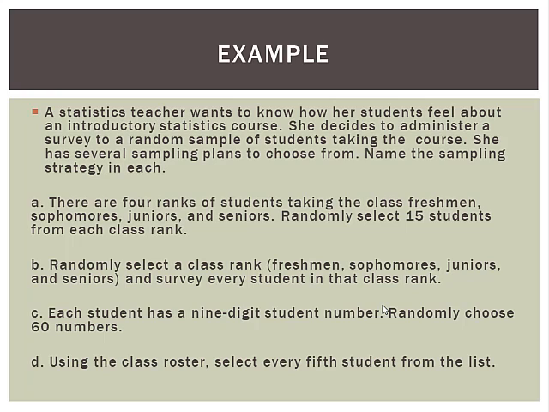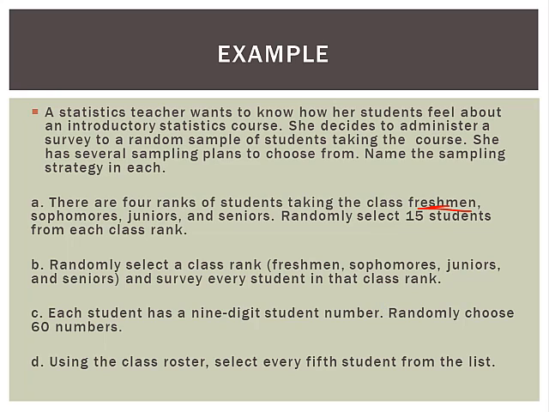Okay, welcome back. I know you paused it. So at the very least, hopefully mentally you go through these. There are 4 ranks of students taking the class: freshmen, sophomores, juniors, and seniors. Randomly select 15 students from each rank. So this is a stratified sample, right? Each stratum is a classification.